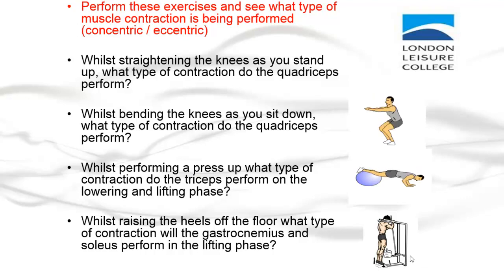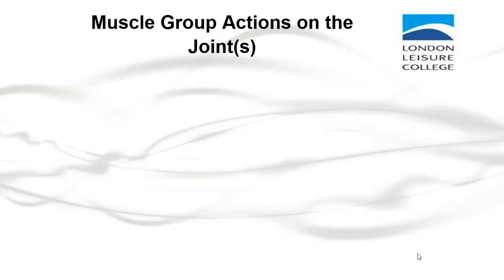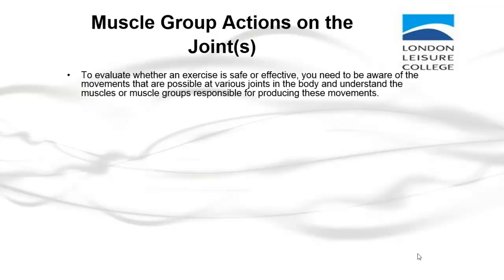Okay, muscle group actions on the joints. To evaluate whether an exercise is safe or effective, you need to be aware of the movements that are possible at various joints in the body and understand the muscles or muscle groups responsible for producing these movements. Now, in the skeletal system section, we looked at different joint actions: flexion, extension, elevation, depression, circumduction, lateral flexion, lateral extension, abduction, adduction. These are all joint actions that you learn or hopefully have learned by now.